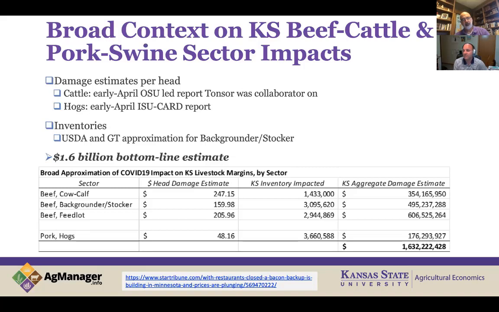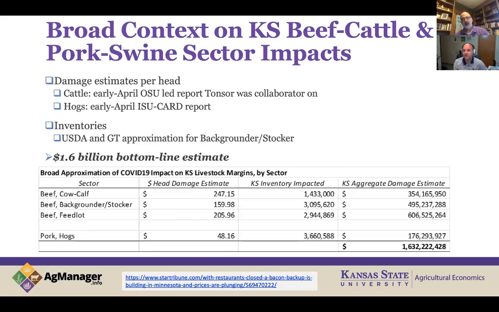The one I have the biggest pause on here is actually how many animals in the background or stocker segment are affected. I have almost 3.1 million. You'll see that in the middle of this table. There's no good estimate on that. There are national estimates for that sector, but nothing at the state level. So that's a seat-of-the-pants appropriation to the state. And then the number of hogs is basically reflecting our share of the market hog situation.